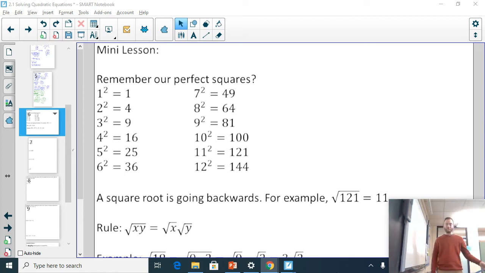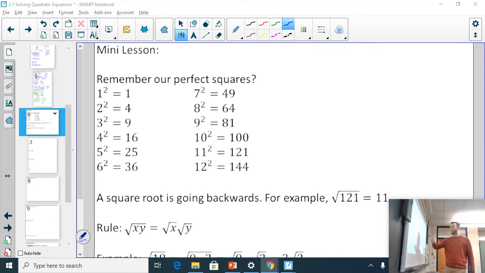Hey guys, welcome back to our second part of solving quadratic equations. And before we get into our next thing, we need to have a little mini lesson to just catch us up to speed if we're not comfortable with it already.